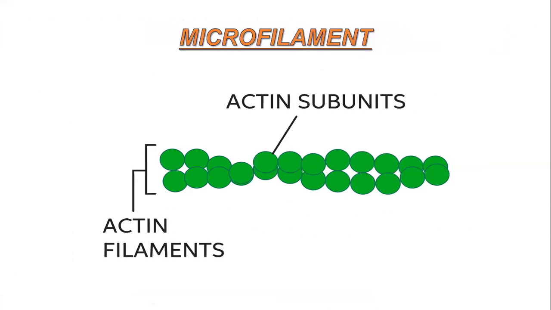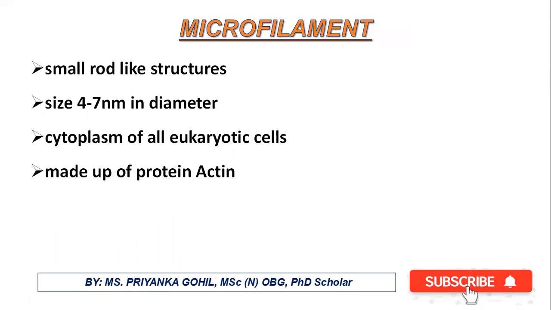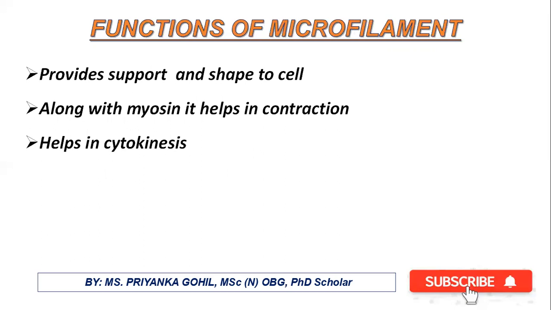Now here we have the structure of microfilament. So the main component of this microfilament is the actin subunit, and they will form together and make actin filaments. So these microfilaments are small rod-like structures. The size is 4 to 7 nanometer in diameter, and they are an important part of the cytoskeleton, and they are found in the cytoplasm of all the eukaryotic cell, and they are made up of the protein actin, which is a contractile protein.